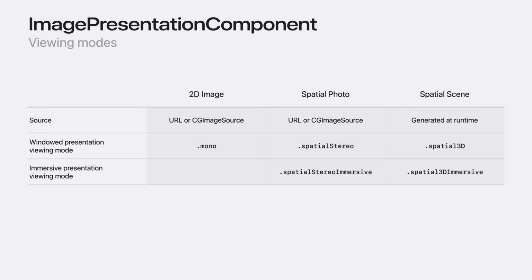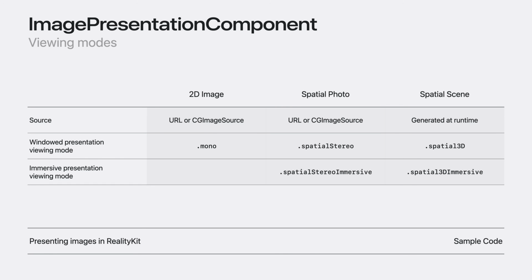Here's a quick summary of all the different ways you can use Image Presentation Component to present a 2D image, a spatial photo, or a spatial scene. For more information on this component, check out the Presenting Images in RealityKit sample code on developer.apple.com.